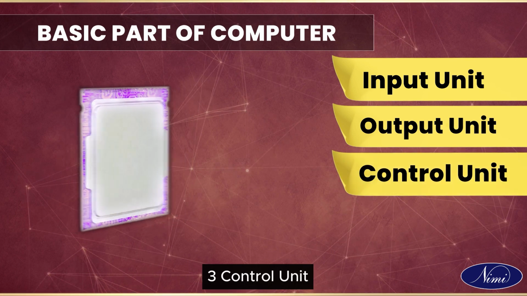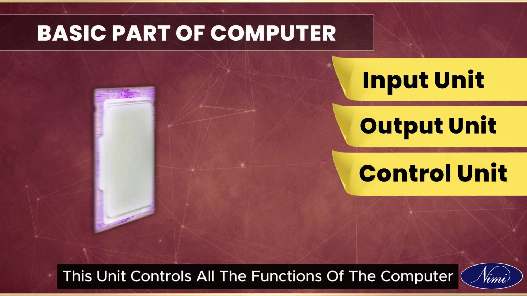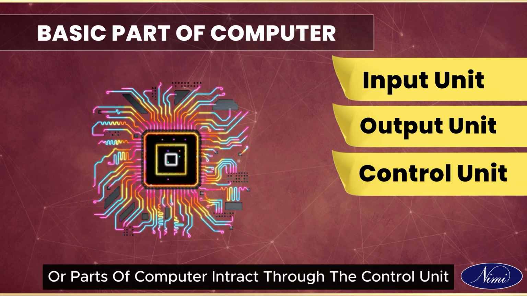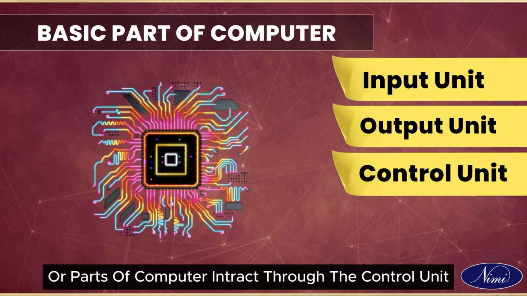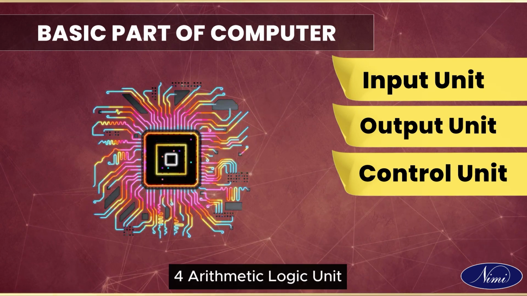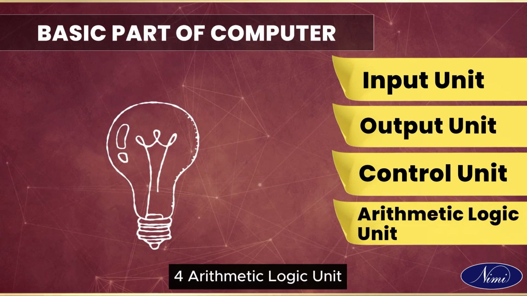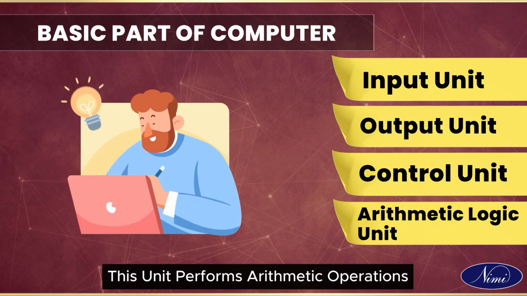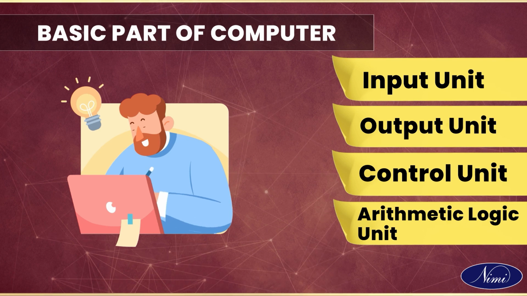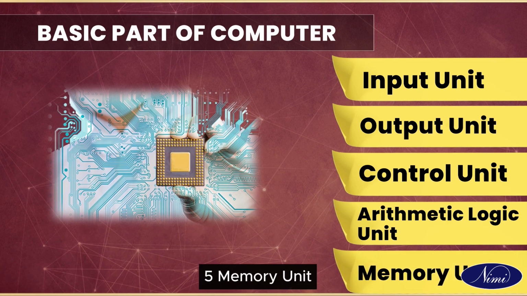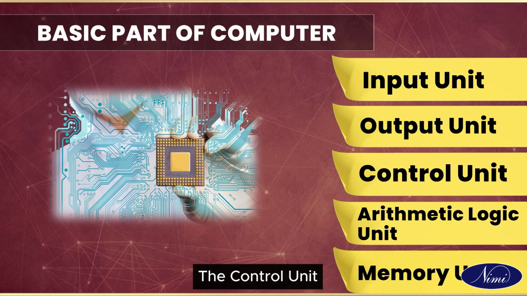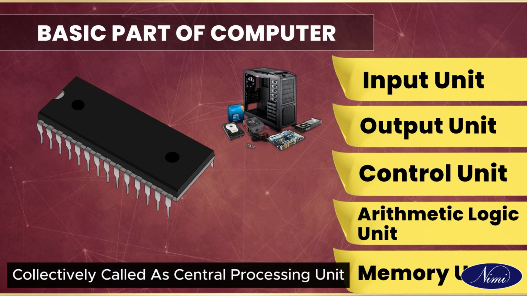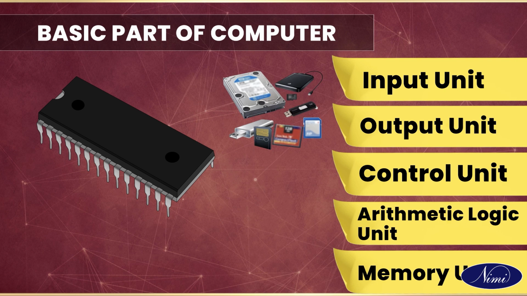3. Control unit. This unit controls all the functions of the computer. All devices or parts of computer interact through the control unit. 4. Arithmetic logic unit. This unit performs arithmetic operations and logical operations. 5. Memory unit. The control unit, arithmetic unit, and memory unit, collectively called as central processing unit.